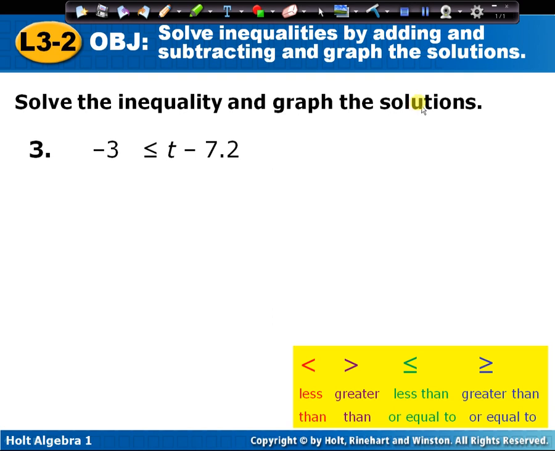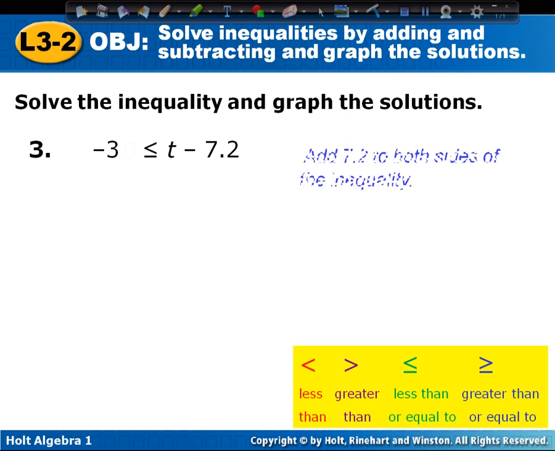All right, we're going to solve this one. Again, this time our t is on the opposite side, on the right-hand side here. We're still wanting to get that t by itself. So to get the t by itself, it has minus 7.2 on that side with the t, so we need to move the minus 7.2. So we're going to add 7.2 to both sides. Again, we're going to do the opposite. And we get 4.2 is less than or equal to t.